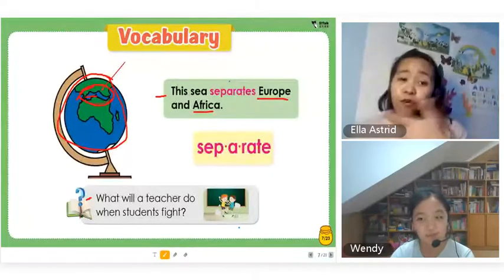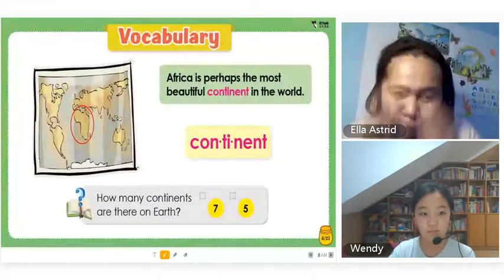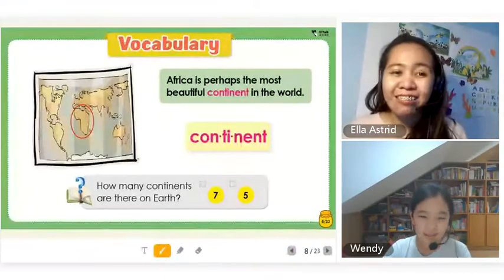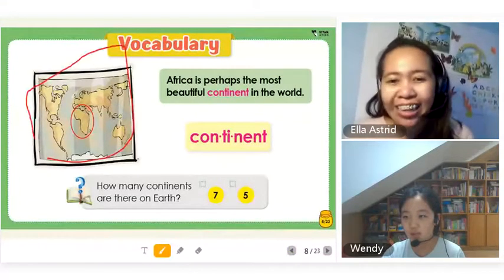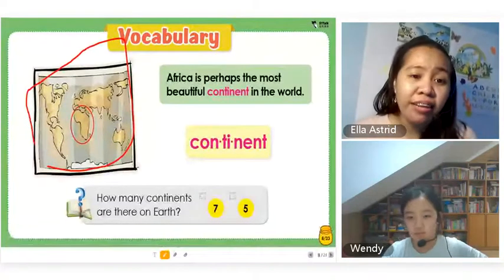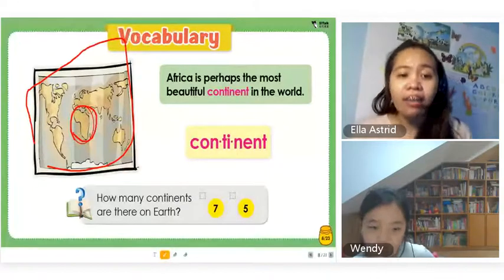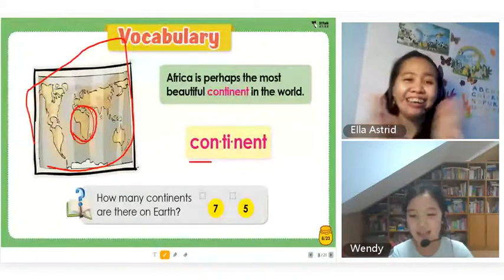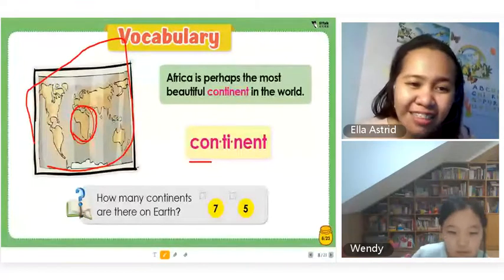Okay, now Wendy, let's move to the next page. Okay, look, Wendy, what can you see in the picture? Okay, this is called a map, okay? And you can see some continents in the map. Here it is. Okay, so our magic word here is continent. Okay? Very good.